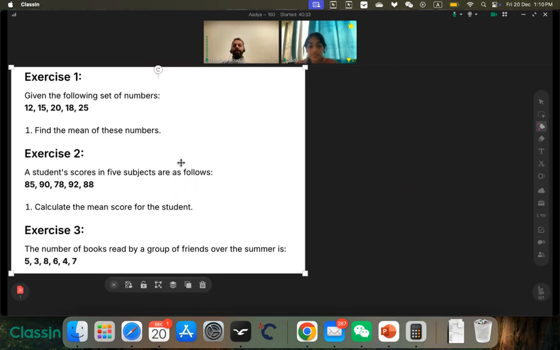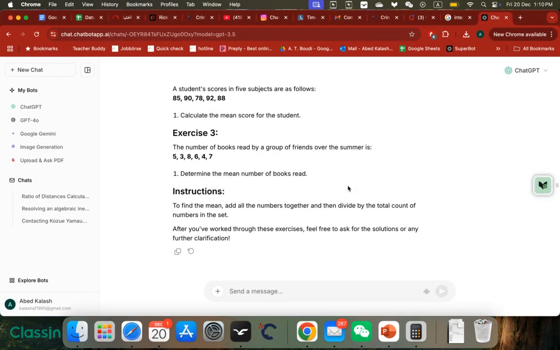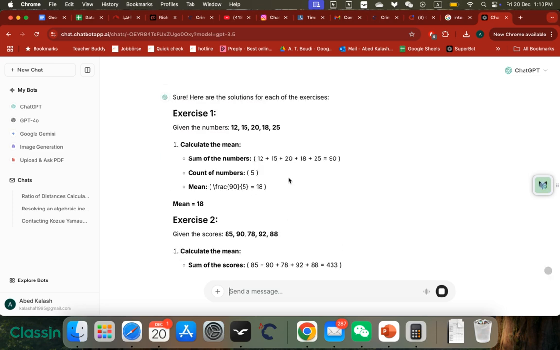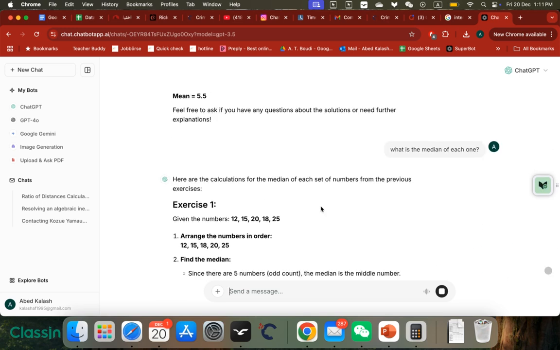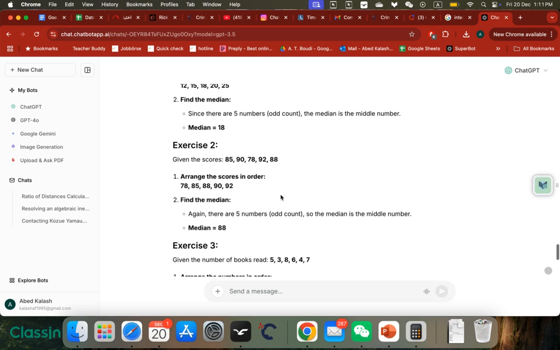So here, these are from an AI. Exercise 1, exercise 2. Given the following sets of numbers, find the mean of these numbers. Find mean, median.